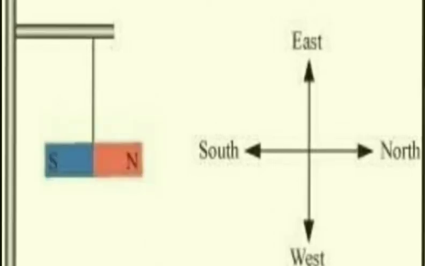The end of the magnet that points toward the north is called its north seeking end or the north pole of the magnet. The other end that points towards the south is called the south seeking end or the south pole of the magnet. All magnets have two poles, whatever their shape may be. Usually north and south poles are marked on the magnet.